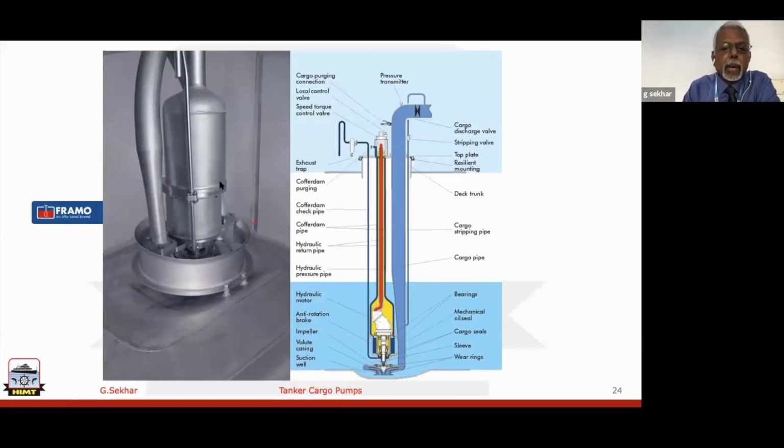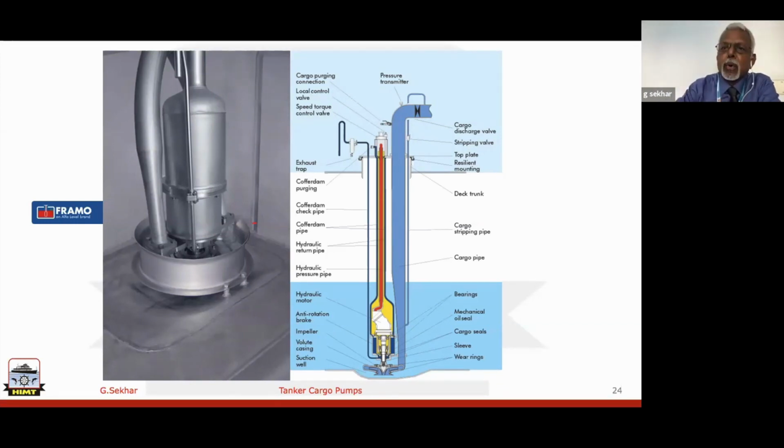Now, this is your pump. The pump is here. This is your hydraulic motor. And if you see here, it is a single stage centrifugal vertical pump. So what is the biggest advantage of this type of pump? Nowadays, not only chemical tankers, we have it in product tankers, and some of the crude oil tankers also, I understand. The biggest advantage of Framo pumps is, first of all, you don't have a pump room. That means one less hazardous area.